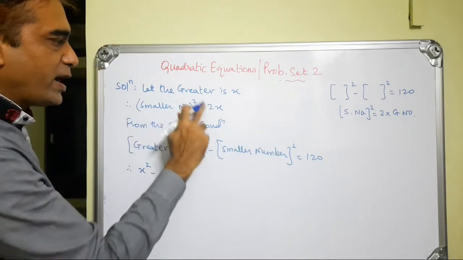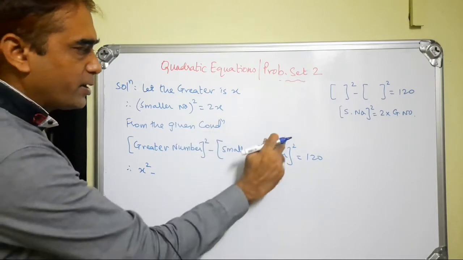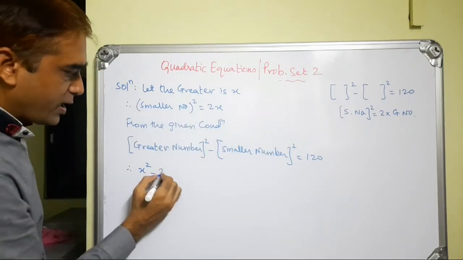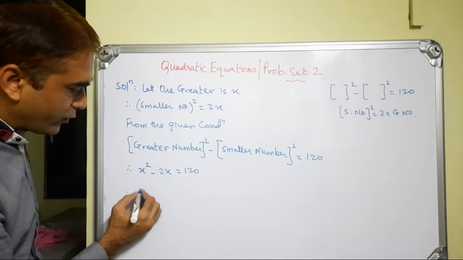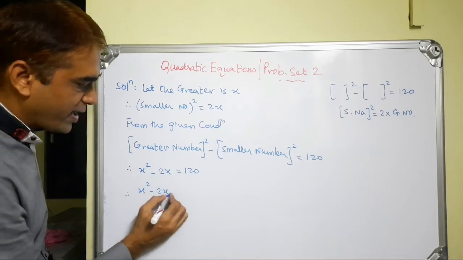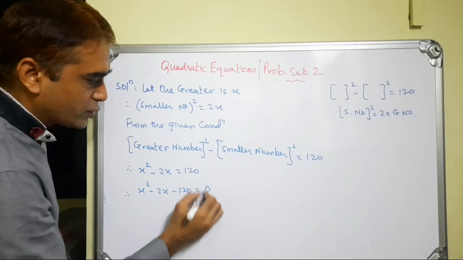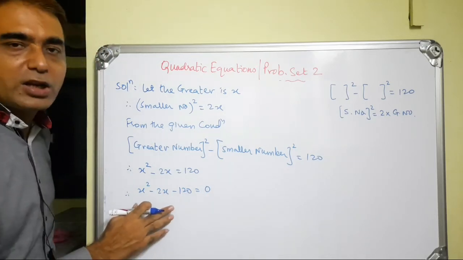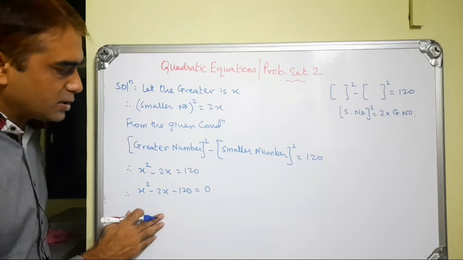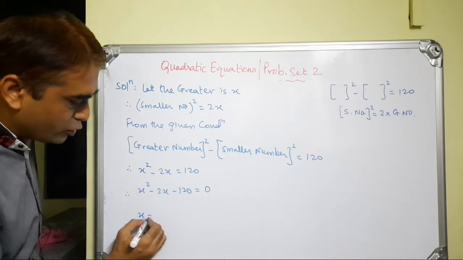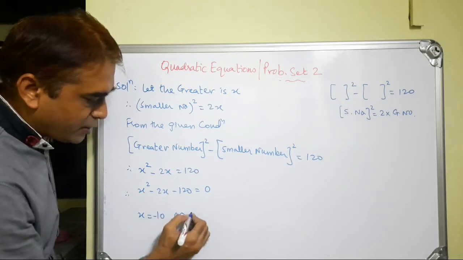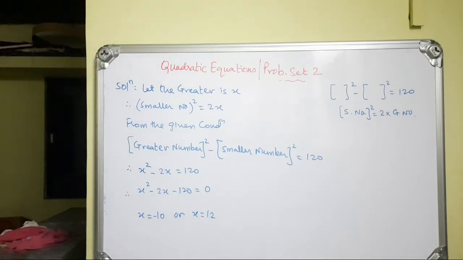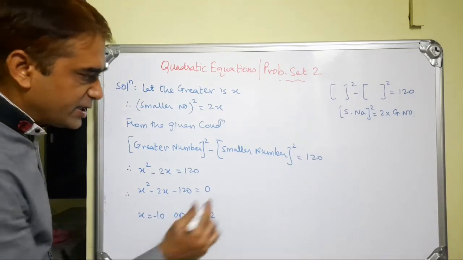What is the smaller number square? It is 2x. Smaller number square is 2x, so minus 2x equals 120. Here we are getting the quadratic equation, so x square minus 2x minus 120 equals 0. We have got the quadratic equation. Now we will solve it. When you solve this quadratic equation, you will get x equals 10 or x equals 12. These two values you will get, so you have to solve this equation.